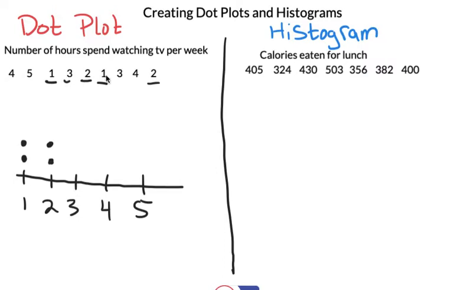How many times do we see 3? We saw it twice. How many times did we see 4? We saw that one twice. And then how many times did we see 5? And we saw that one once.